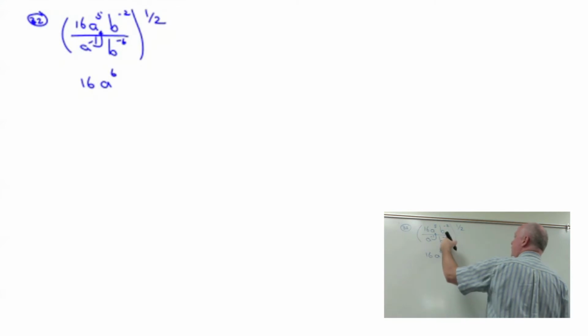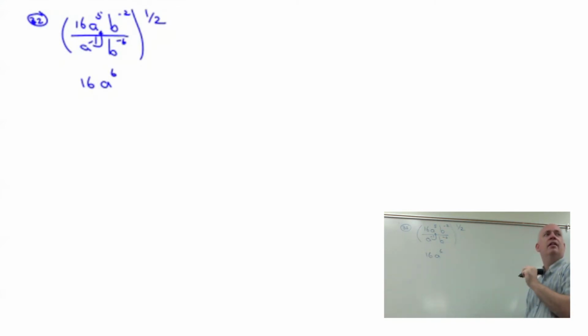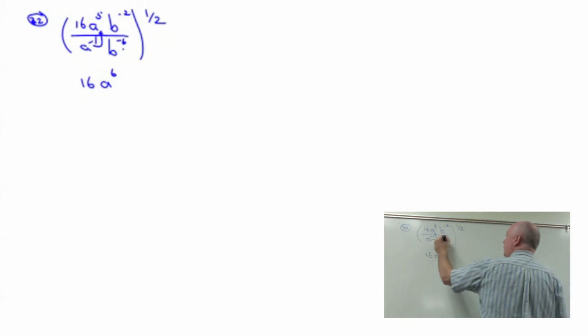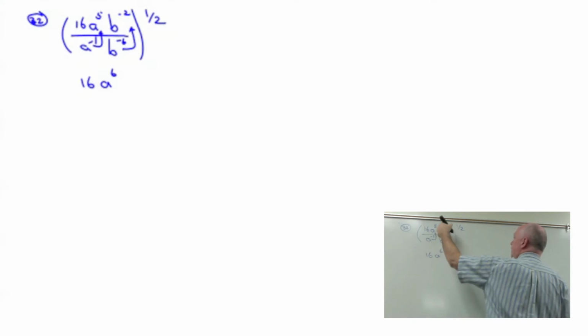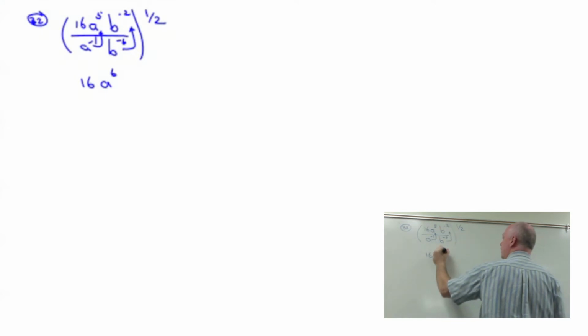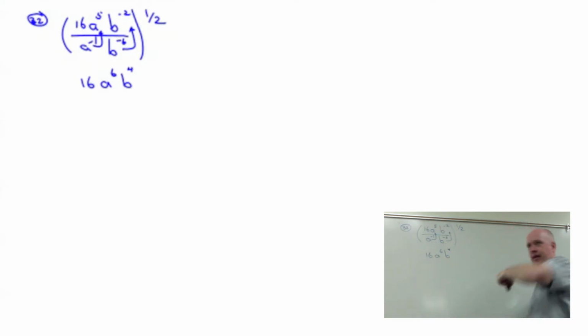What do we do with the b's? No, I wouldn't do that. Take the smaller one towards the bigger one. Subtract them. So take the 6 and bring it up, so that becomes positive 6. B to the negative 2 times B to the 6 is B to the 4. So it ends up all on the top.